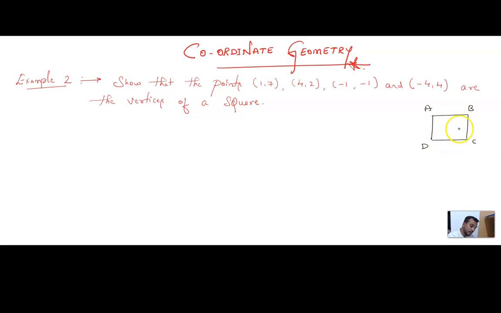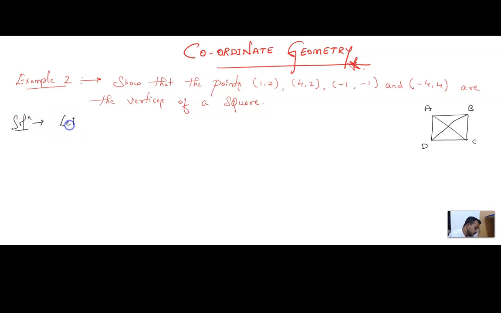And also diagonals, can you see these corners? DB or BD and AC. So even these two diagonals should be equal. Then only we can say the given points are the vertices of a square. Now we are going to prove this.